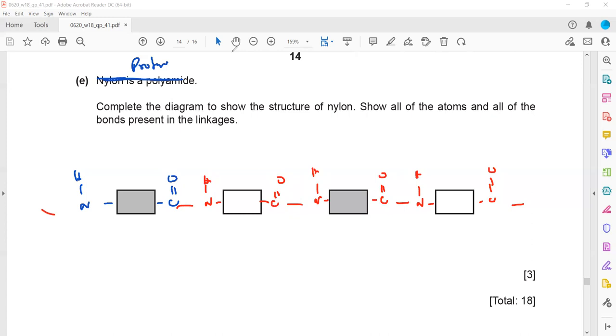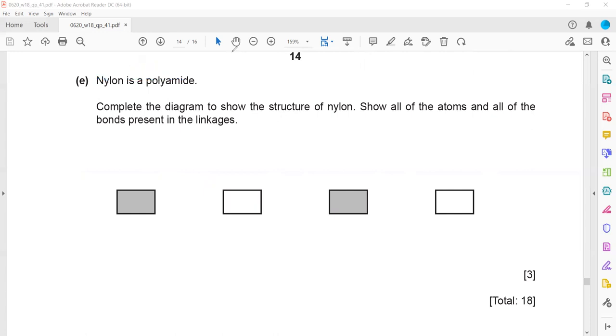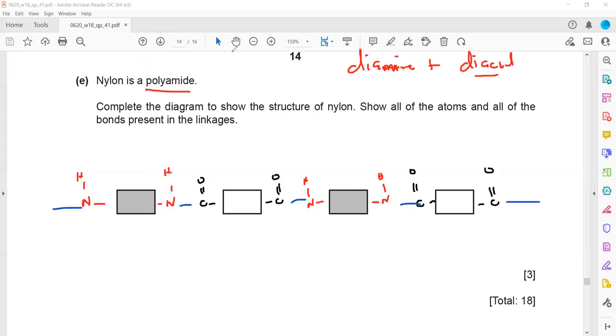But as they ask for the nylon, so in case of nylon, it contains amine group, both sides, one molecule contain amine at both sides, and the other molecule contain carboxylic acid, both sides. So this was an organic chemistry question from winter 18 paper.